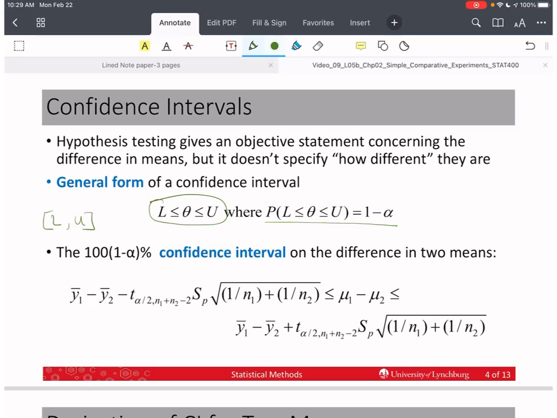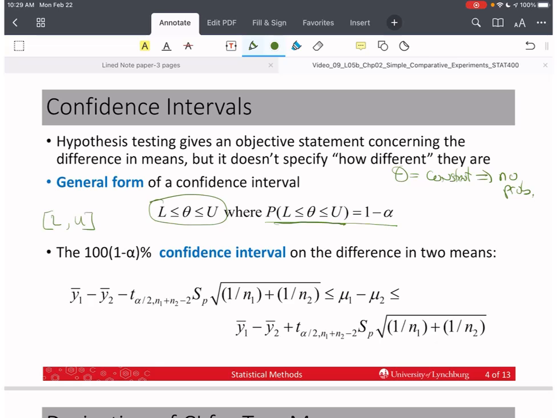However, I have to caution you that you do not want to say this as the probability that theta is between L and U. That is not correct, even though that's exactly how it's written here. Theta is a constant, an unknown constant. No probability is associated with theta.